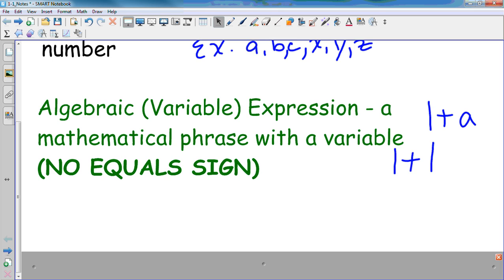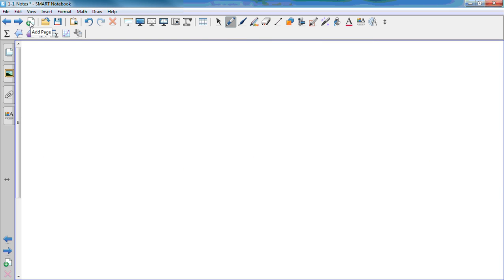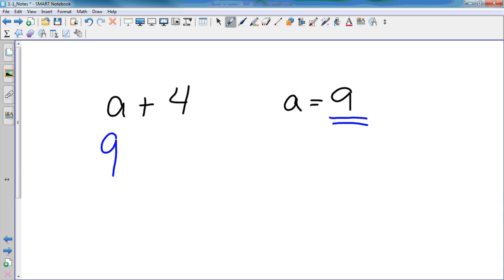So let's do some examples. For example, the expression A plus 4, and we're going to say A equals 9. Well, we know A represents a number. What number? In this case, 9. So we're going to take that 9 and plug it in for the A. 9 plus 4 gives me 13. Final answer.